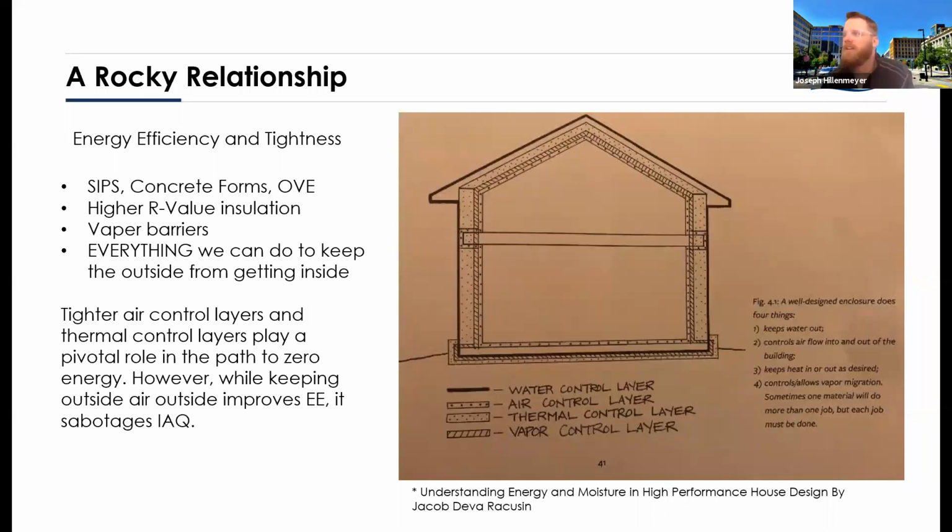This first slide here is an image from Jacob Racusin's book, Understanding Energy and Moisture in High Performance House Design. And it's a great book, by the way. And it's a great reminder, I think, of all the things we do to manage moisture in all of its forms and how important that is in the building process. I've included it here for two reasons. I want to show that we do a lot of things with the building envelope to keep moisture out. A well-designed enclosure, as he says here, keeps water out, controls airflow in and out of the building, keeps heat in or out, and allows or controls vapor migration.